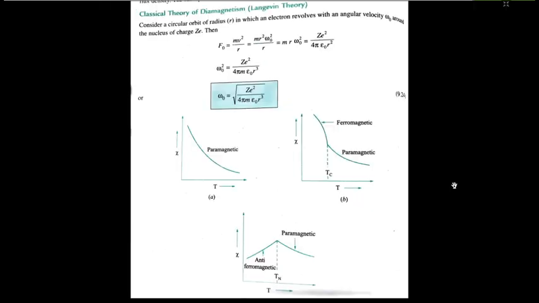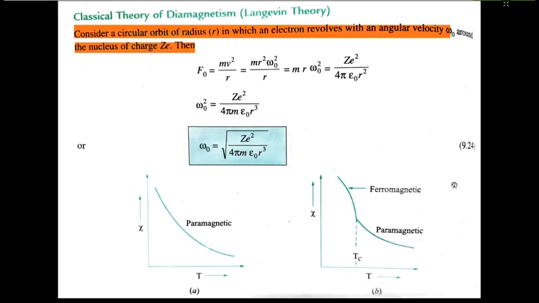So let us go back to our slide to be discussed. F0 is the centripetal force which is directed towards the nucleus, and therefore it is mv square by r, as we know that v square is equal to r omega. But right now there is no external magnetic field, so I am putting 0 in the suffix of omega, which indicates that at present there is no external magnetic field, or the magnetic field is 0.